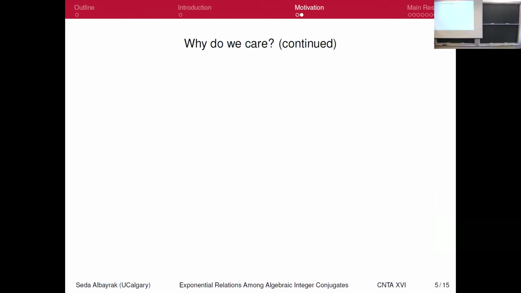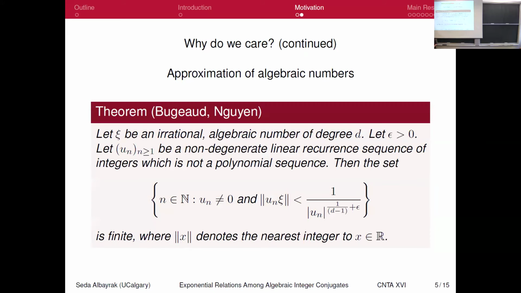So why do we care? Why we care is going to be related to approximation of algebraic numbers. So in 2023, Yang, Guizhou and Koa proved this theorem about approximation of algebraic numbers. I'm not going to go into technical details, but here we see an approximation, right? And here there's a sequence, which is a non-degenerate linear recurrence sequence, which is not a polynomial sequence. So that's why I had this motivating example with the Fibonacci.